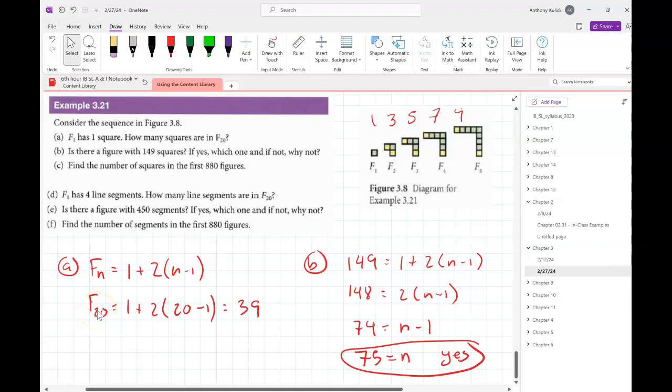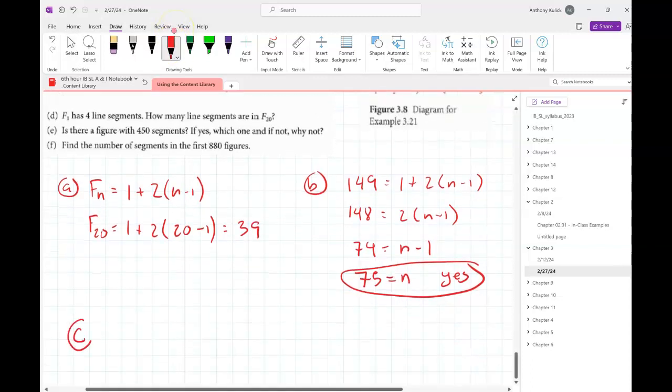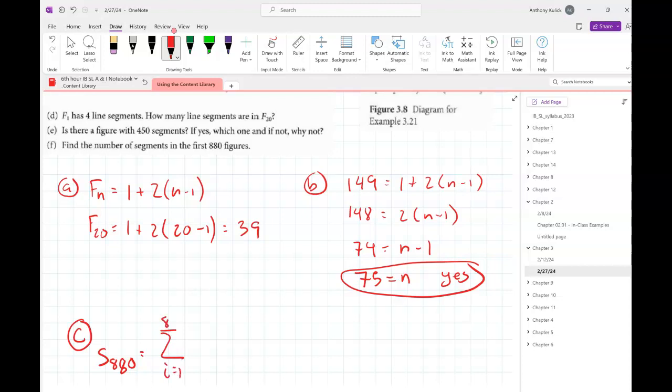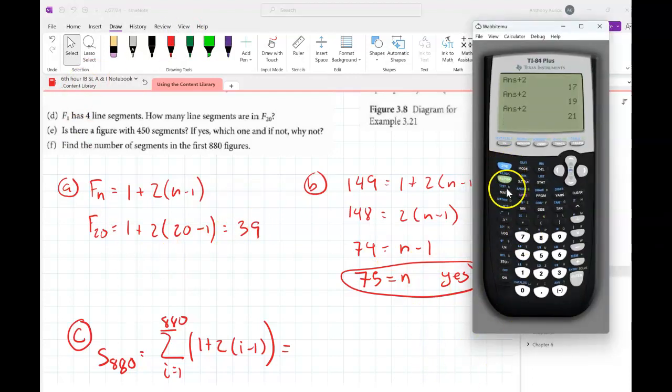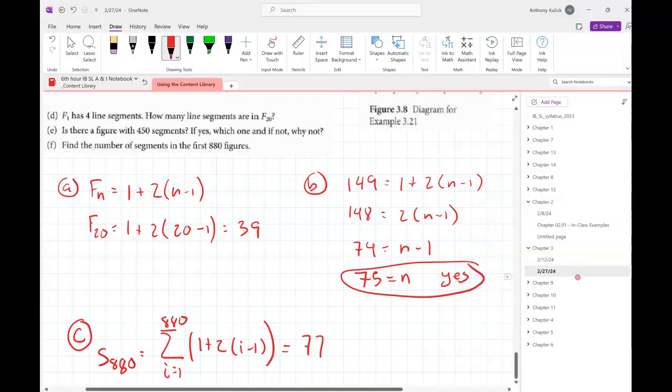Find the number of squares in the first 880 figures. So that's what it's asking for, right? Everybody agree? How am I going to do that? Calculator. Because God help me, I don't want to do 880 of these things. It's really thinking on this one. 77440.